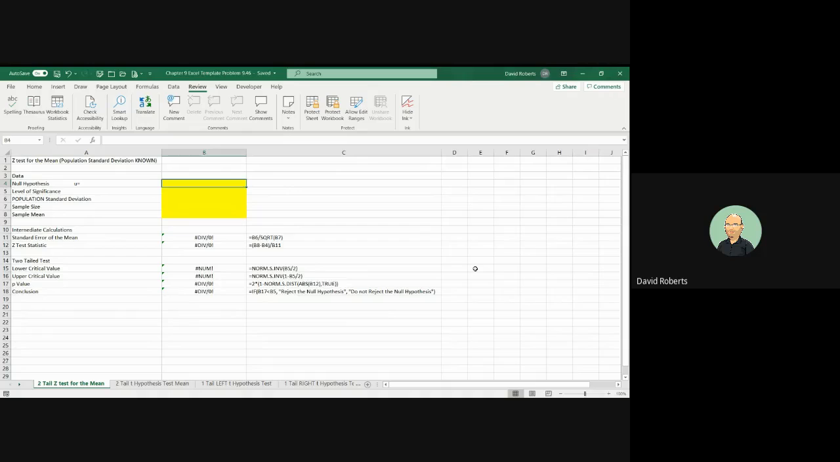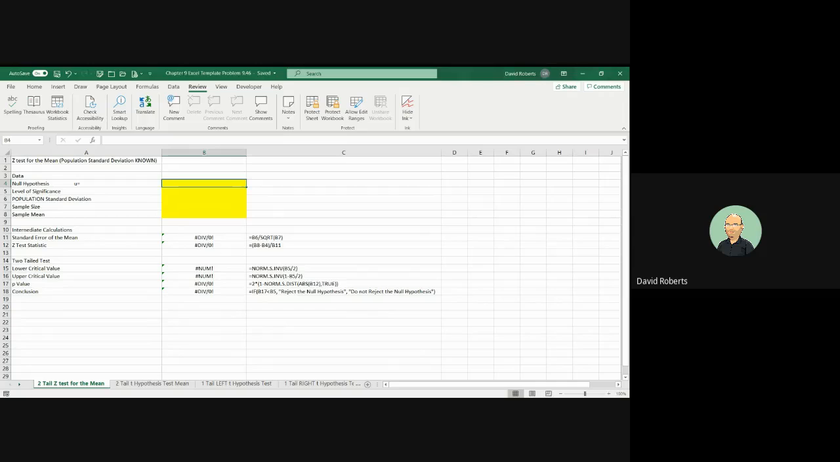In part A, it says, is there evidence that the population mean of bus miles is greater than 8,000? So this now is our first one-tail test. And because it says the bus miles are greater than 8,000, this would be a right-tail test.